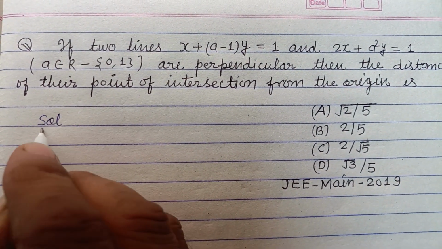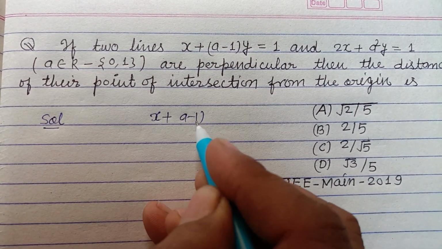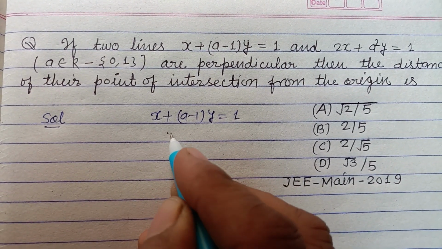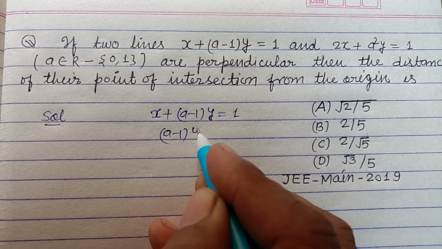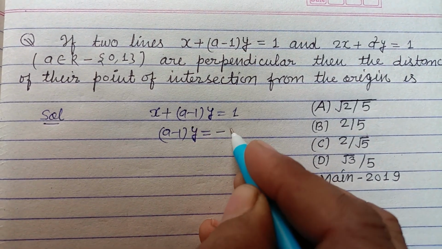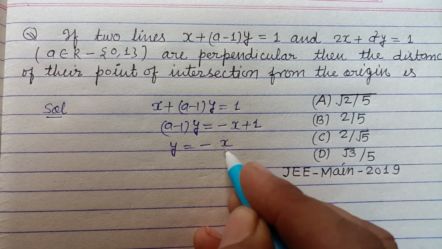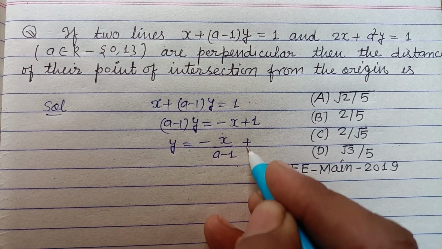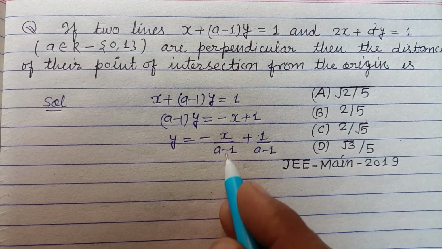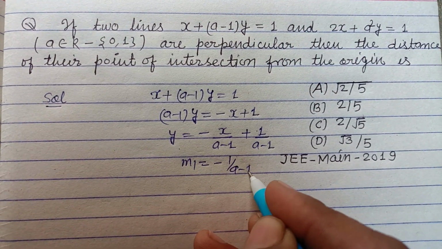So student, here the given lines are x + (a - 1)y = 1. Its gradient is: (a - 1)y = -x + 1, and y = -x/(a - 1) + 1/(a - 1). Here comparing y = mx + c, so m1 is -1/(a - 1).